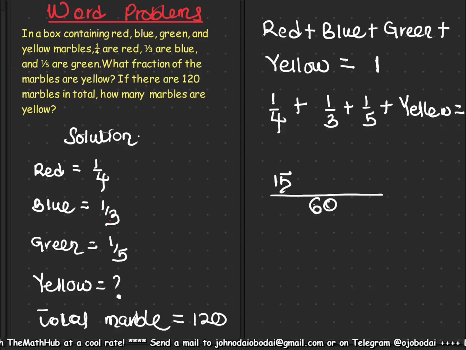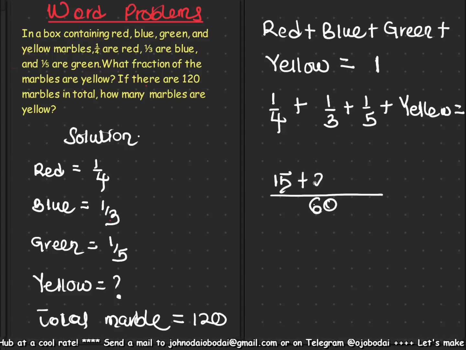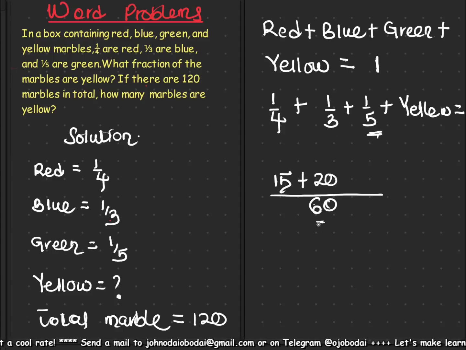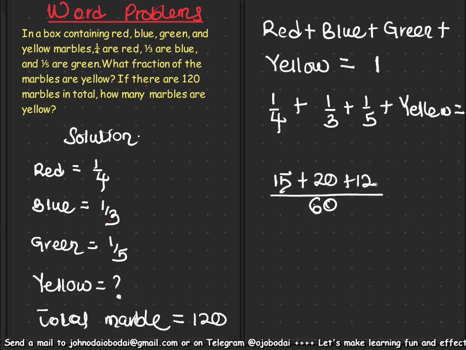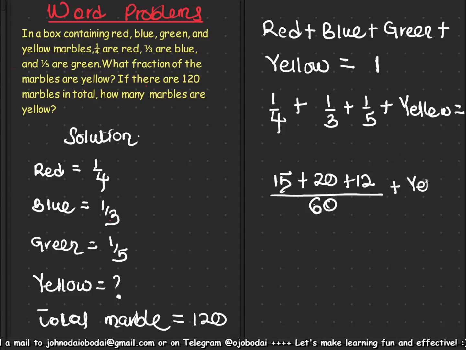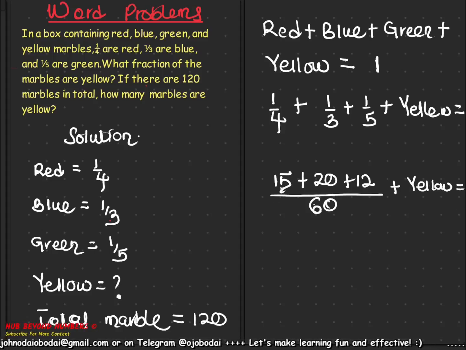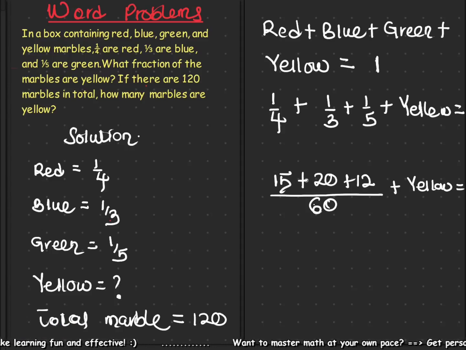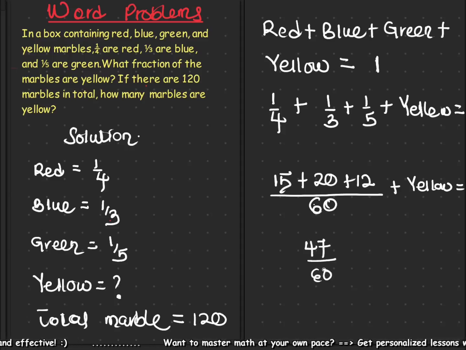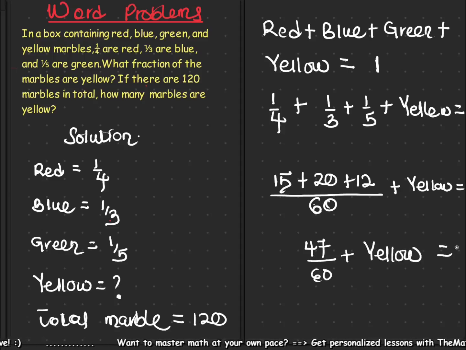Then 3 divides 60, 20. 20 times 1 gives us a 20. Then 5 divides 60 how many times? 12. 12 times 1 gives us a 12. Then plus that of yellow, which we don't know, is equal to 1. So adding all of this here, we have 15 plus 20, which is 35. 35 plus 12 gives us 47. So 47 over 60 plus yellow is equal to 1.